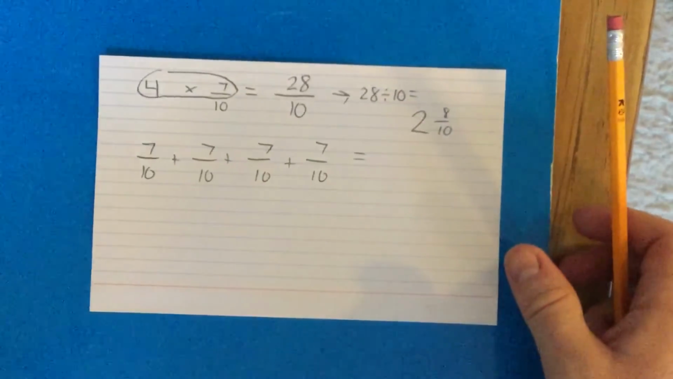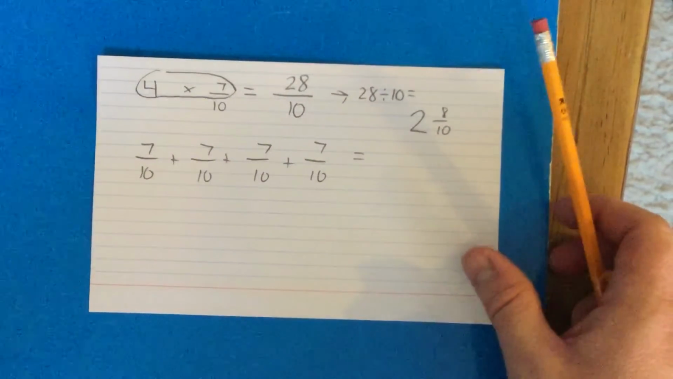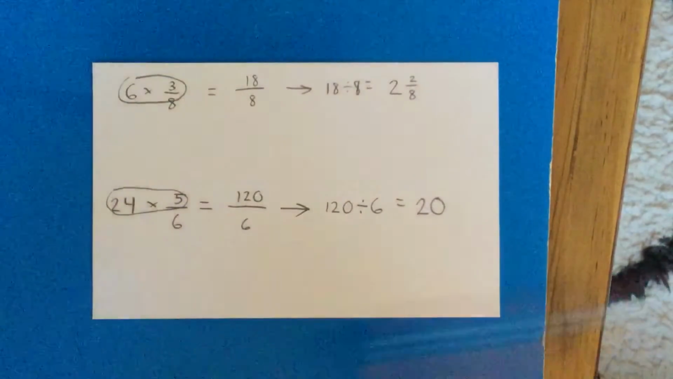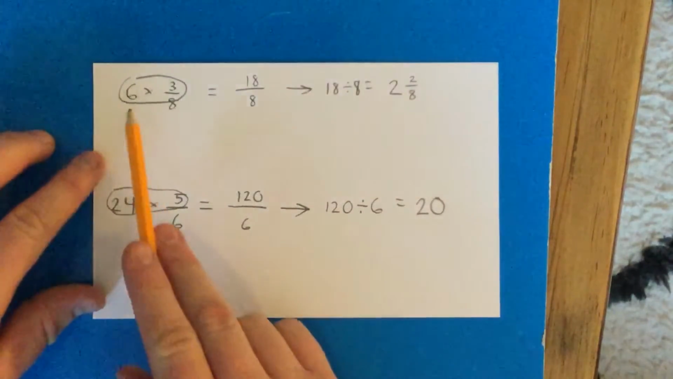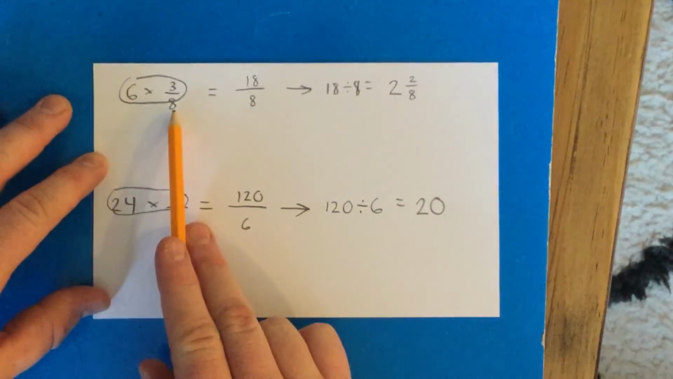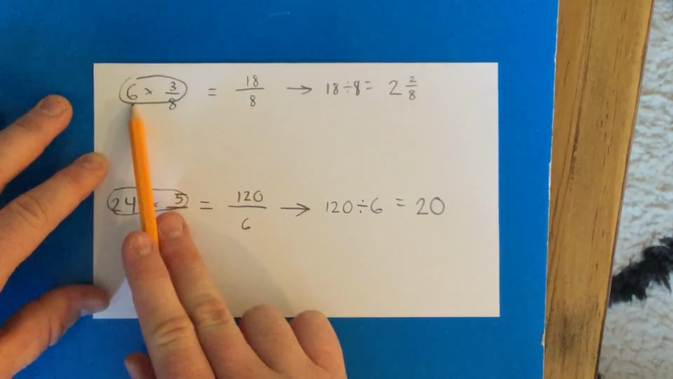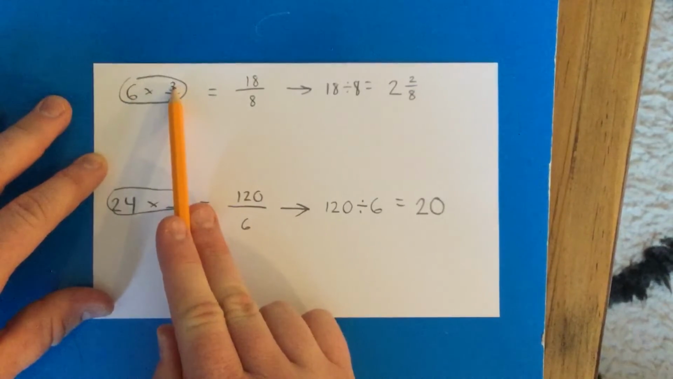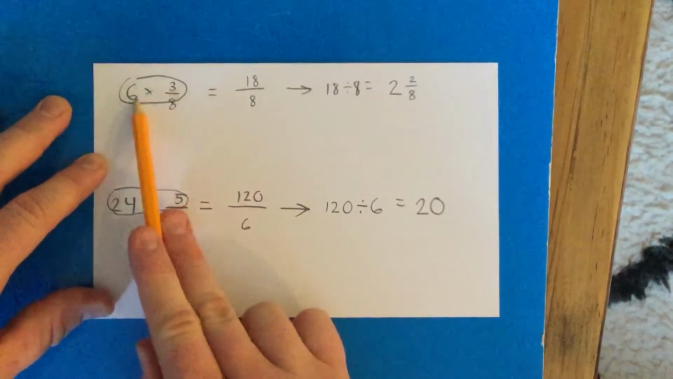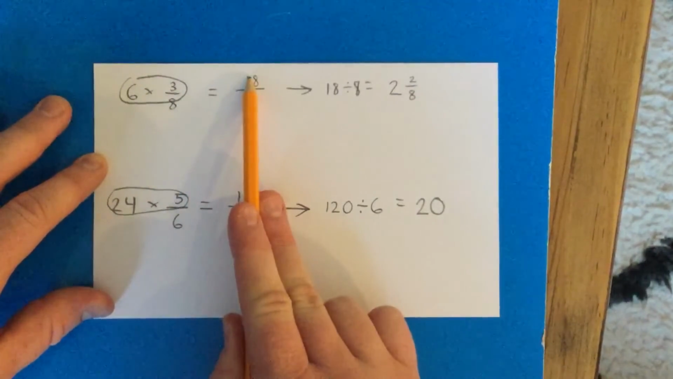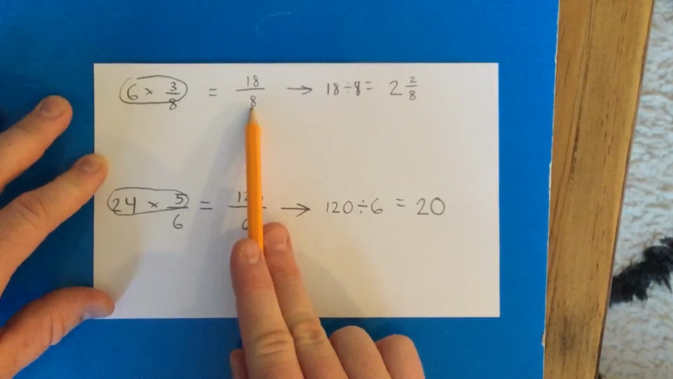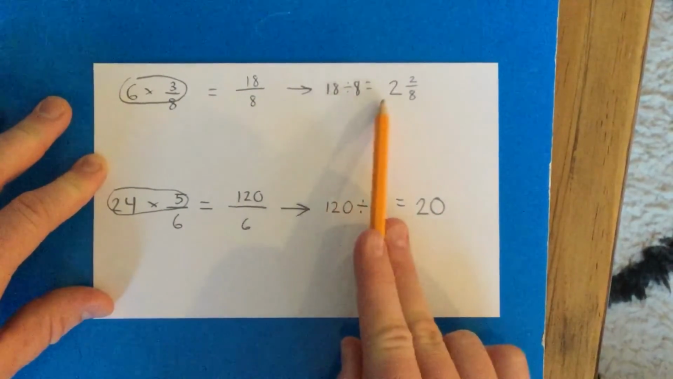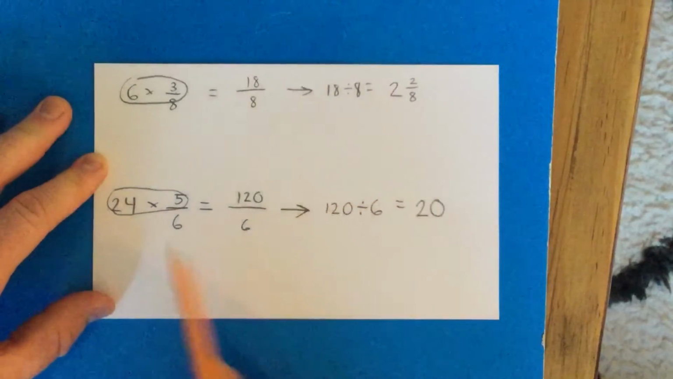I'm going to put just one more example up here just to show you, but I hope this helps. These are 2 problems that have already been completed. If I was going to do 6 times 3/8, that means that I'm adding 3/8 6 times, and it's really only the 3 that needs to be added. So 3 times 6 is going to give me 18, and the parts are still eighths. 18 divided by 8 gives me 2 and 2/8.